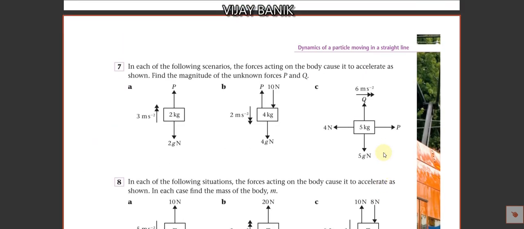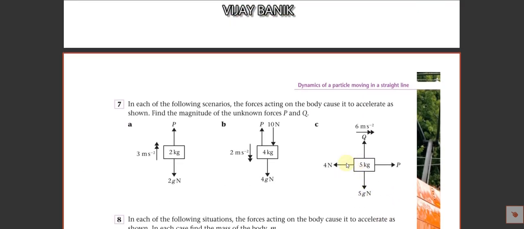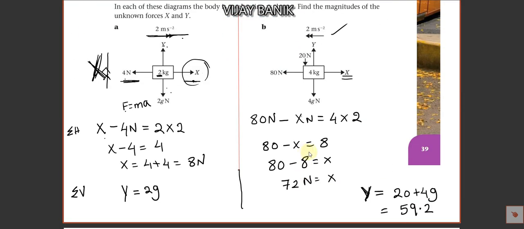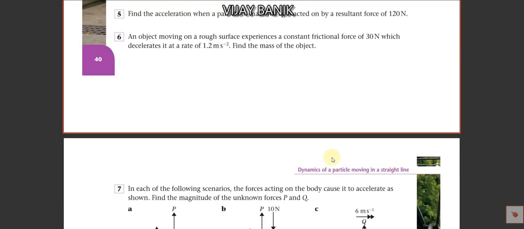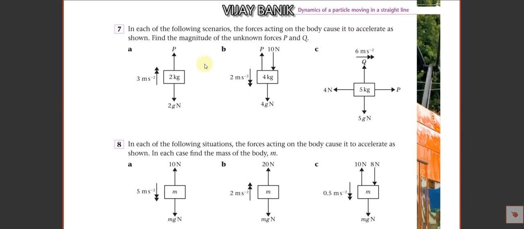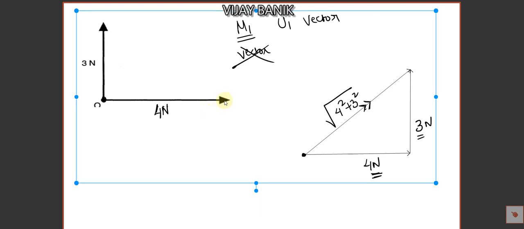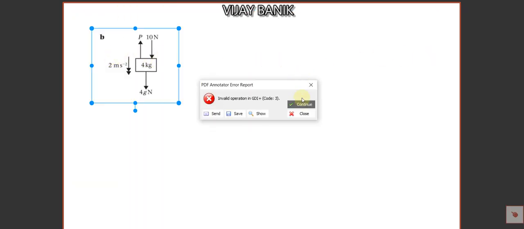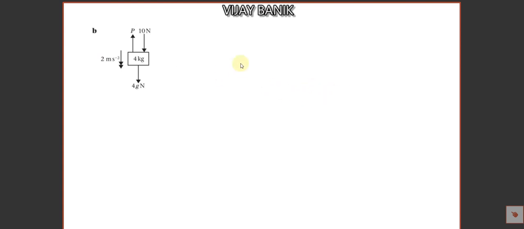All this time, whatever we did was horizontal. Let's do some vertical questions. This is the only vertical question I'm going to do. You can see.